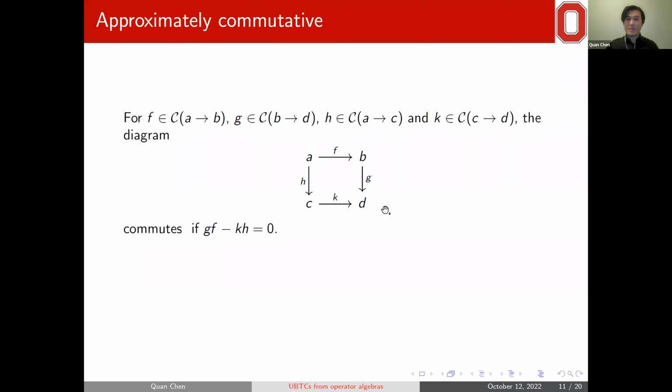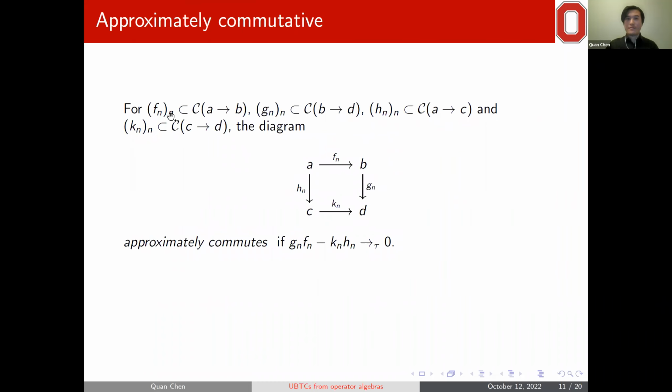Then what is approximately commuting? Take F_n, a bounded sequence from A to B, G_n a sequence from B to D, H_n a sequence from A to C, and K_n a sequence from C to D. This diagram is called approximately commuting if G_n composed with F_n minus K_n composed with H_n is no longer equal to 0, but converges to 0 under the tau topology. We call this approximate commute.